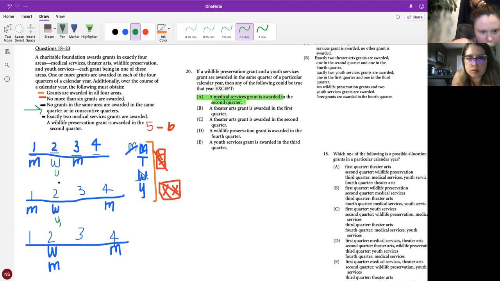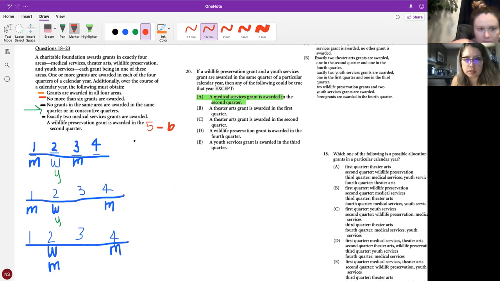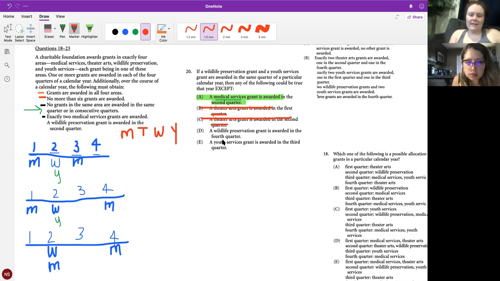So theater is granted in the first quarter. Yeah, that's definitely possible. T can really go anywhere. T is awarded in the second quarter. Yeah, because then if you have WY in the last quarter, you can have T in the second, just fine. W is awarded in the fourth quarter. Yep, that's possible. That's the one. Yeah, that was the one.